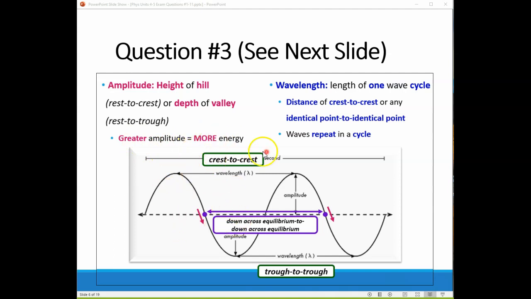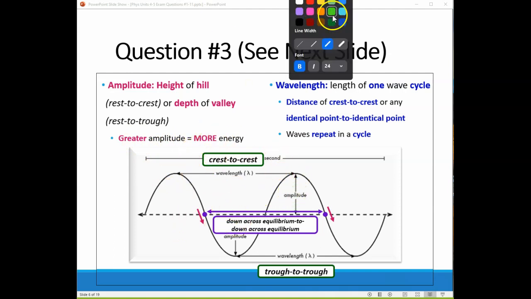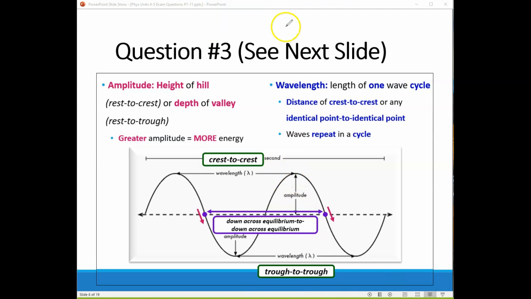All right, so you can see some examples here of amplitude. I'll go ahead and highlight these in green here. So here's an amplitude, and here's an amplitude. Again, it's either from rest to equilibrium to the top, or from equilibrium to the bottom.